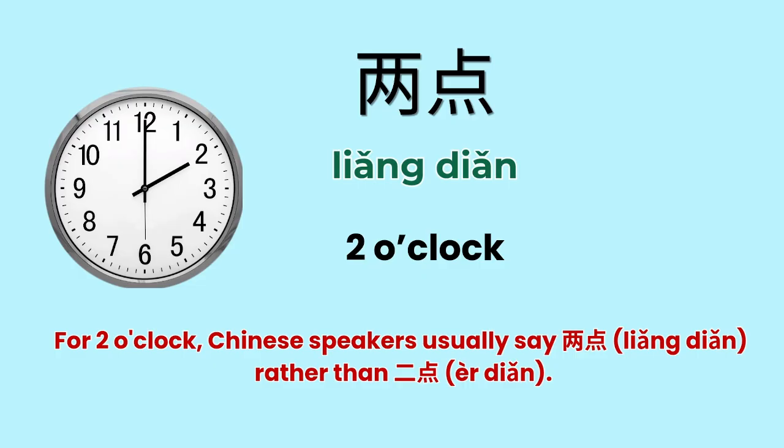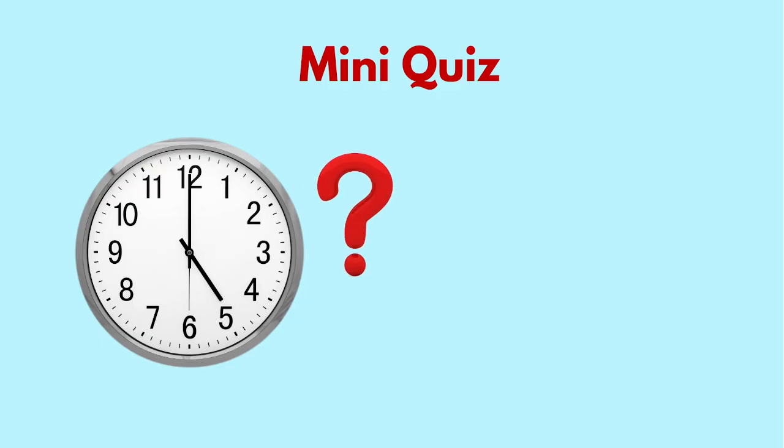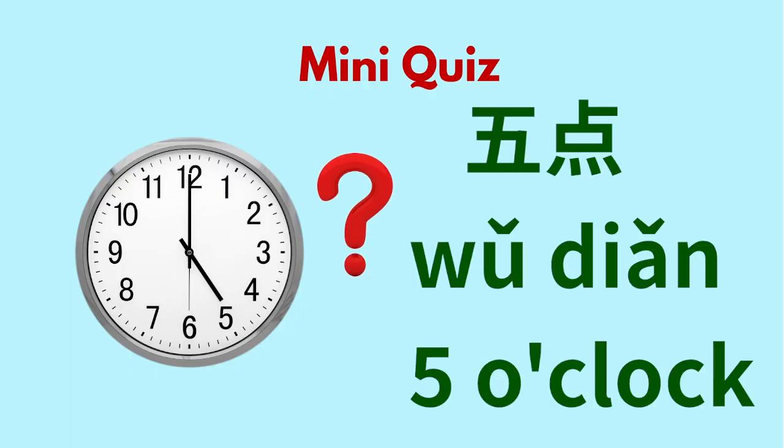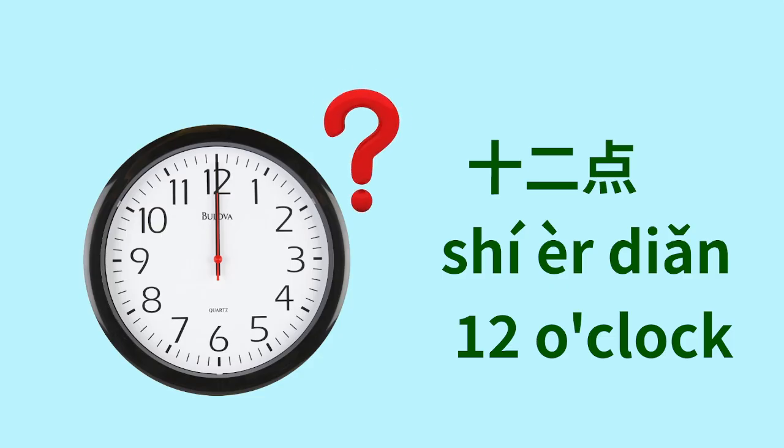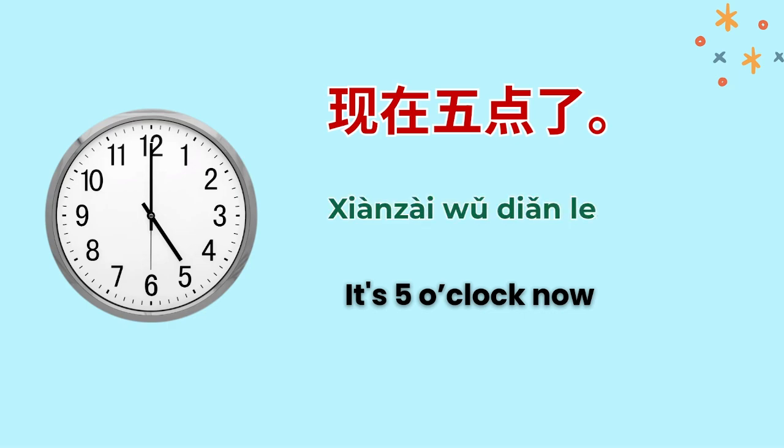Now it's time for a mini quiz. Can you tell the time? What time is it? 5 o'clock. How about this one? Can you tell the time? 12 o'clock. How can you give a complete reply? Here is an example for you. 现在5点了. It's 5 o'clock now.